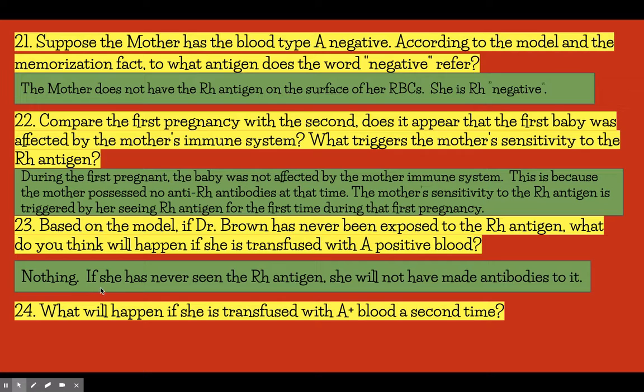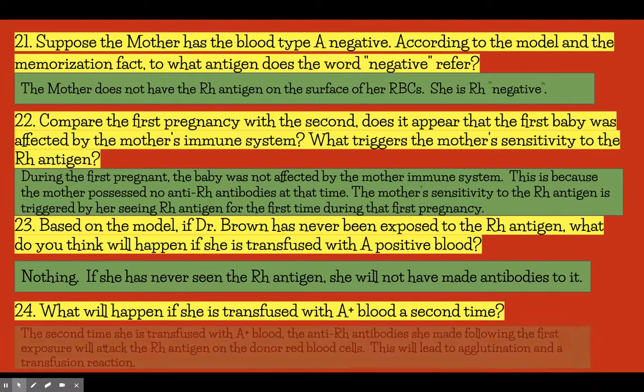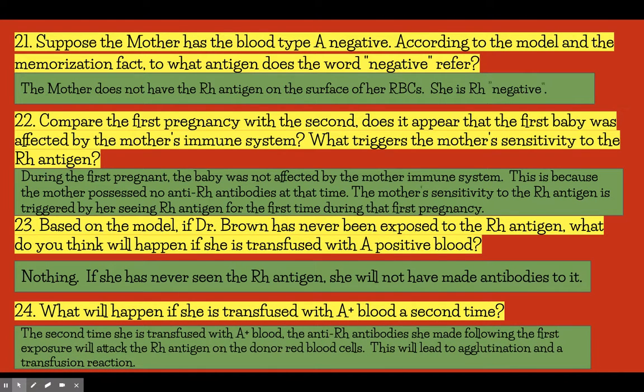During that first transfusion, she doesn't have antibodies yet. She's never seen that antigen. What will happen though is she will become sensitized, meaning she's going to start making the antibodies. Then during the second transfusion, she will have a transfusion reaction. The anti-Rh antibodies she made following the first exposure will attack the Rh antigens on those donor red blood cells. This leads to the clumping that we saw in class, transfusion reaction, and potentially even death.